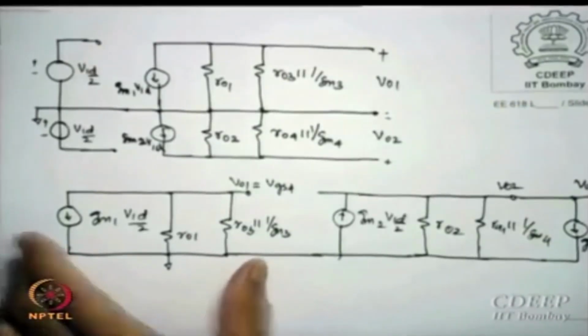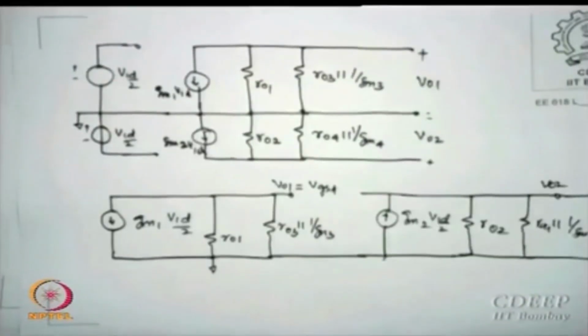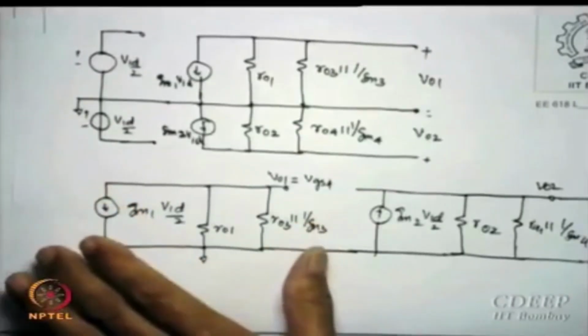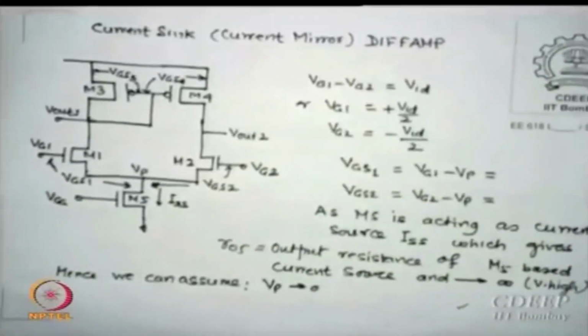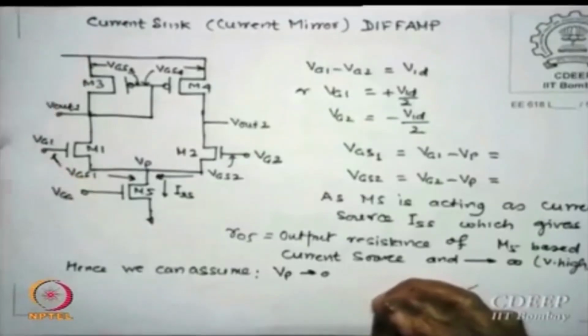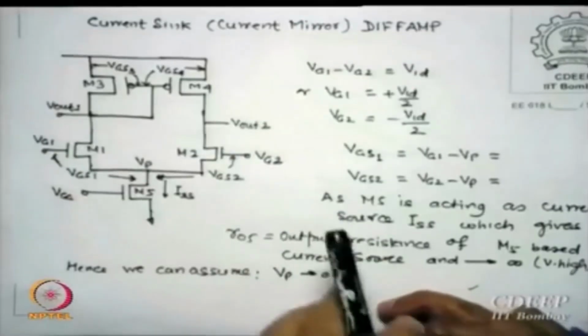So the output of the first stage, M1 M3, can be figured out by a current source of gm vid shunted by ro1 shunted by ro3 parallel gm3. Is that okay? Have you drawn all of you? Look at it. This is the first stage, M1 M3 stage. I have figured out, I first solved this M1 M3 and got Vout1. But now look at this Vout1, where does it get connected?